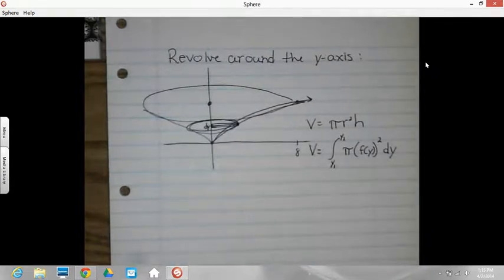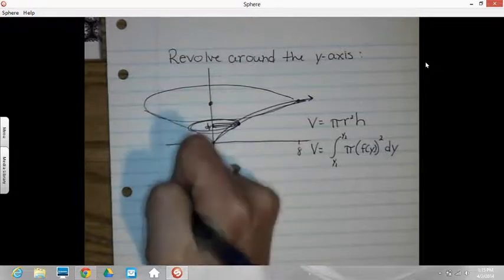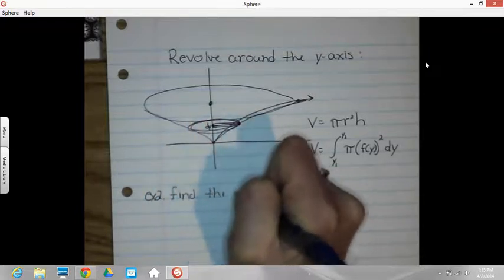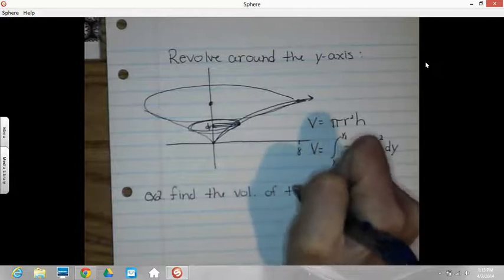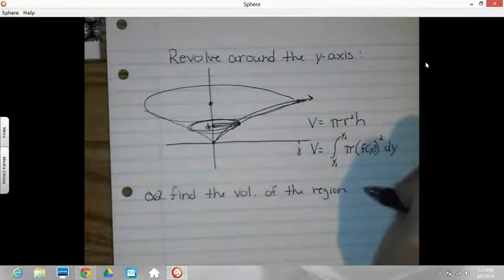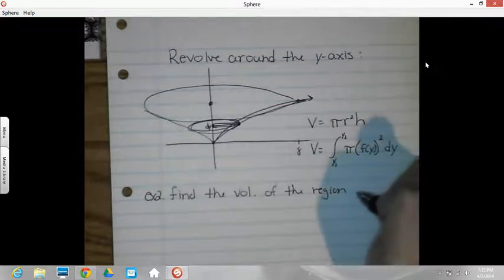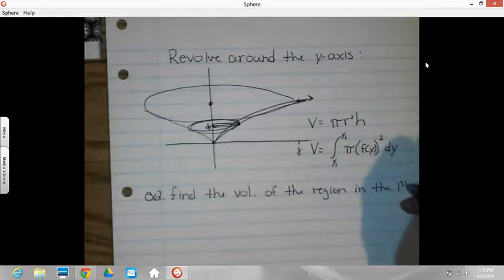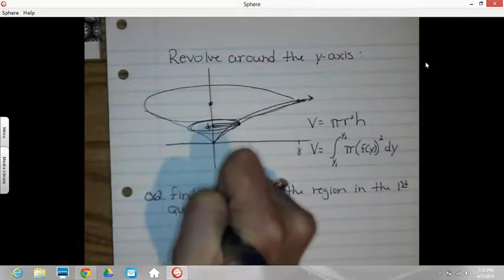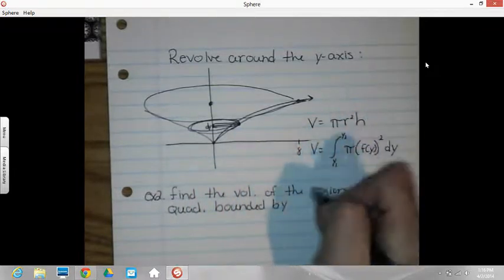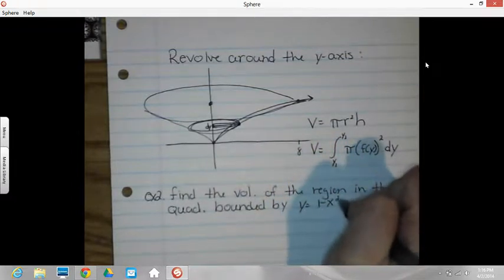So here we go again. Example 2. Find the volume of the region in the first quadrant bounded by y equals 1 minus x squared and rotated about the y-axis.